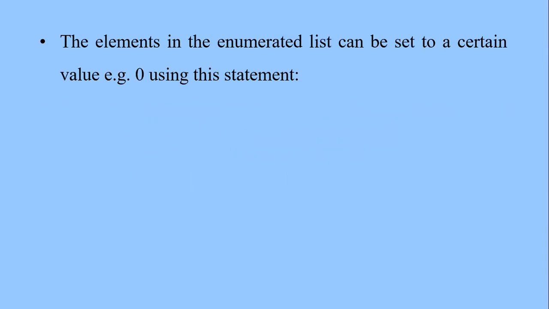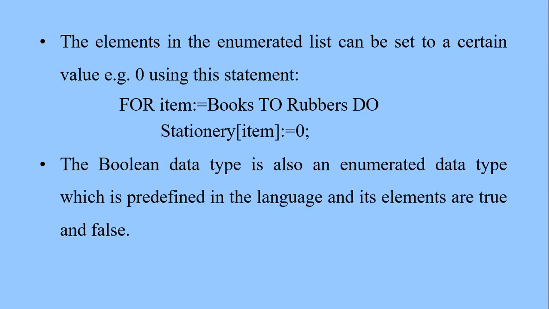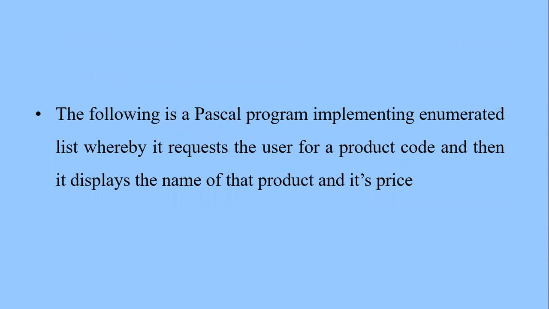I have already said what that means. So the elements in the enumerated list can be set to a certain value, just as I have said, using, for example, 0, using this statement: for item equals to books to hours do. And we have seen how we do that. We assign 0 to that possession. The Boolean data type is also an enumerated data type, which is predefined in the language, and its elements are true and false, just as I have said.